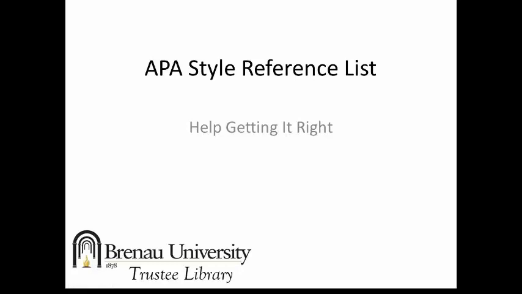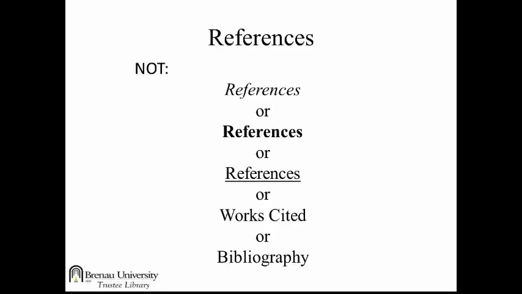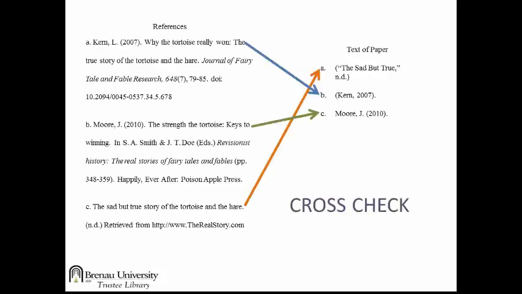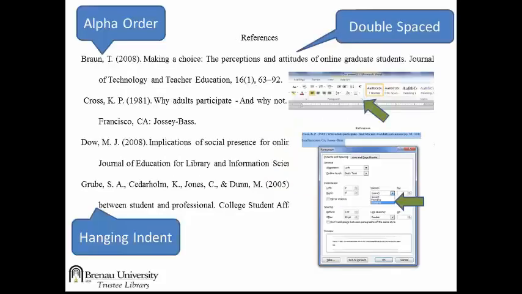Let's talk about formatting the list of sources for an APA paper. First, the page is titled References, centered at the top. Nothing fancy, just plain references. Each entry on the list represents information used in the paper and matches at least one citation in the text. It's always a good idea to cross-check that.